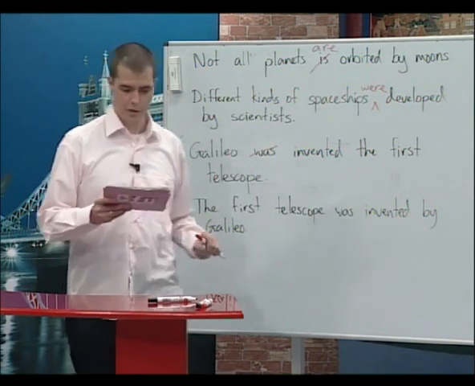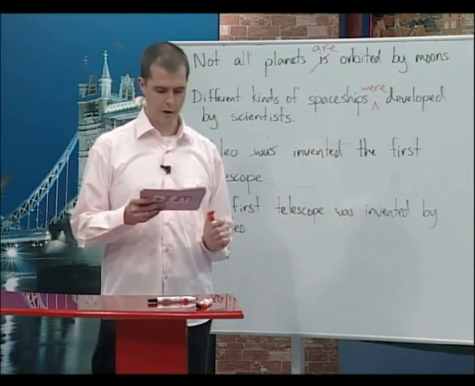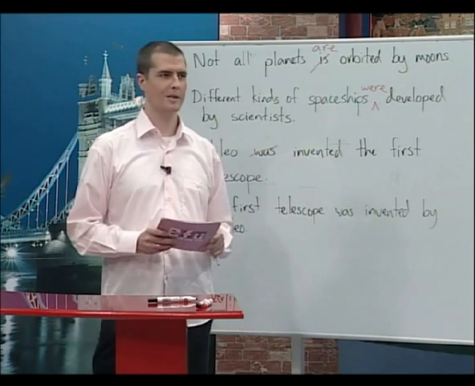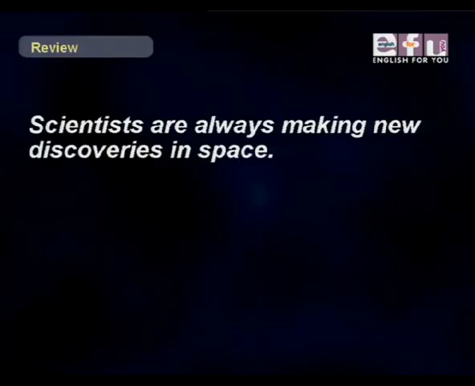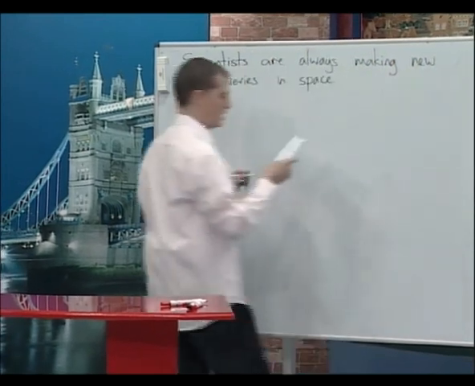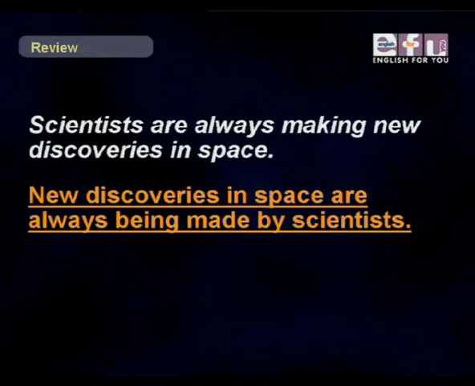Right, well, let's try an exercise now using the passive voice with present continuous. I'll give you a sentence in the active voice, and you change it to the passive, and we'll use the present continuous. And the first sentence goes to Rosa. Scientists are always making new discoveries in space. So that's the active sentence. You change it to the passive. Okay, it's not hard. New discoveries in space are always being made by scientists. Good.